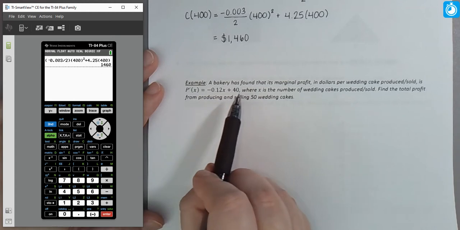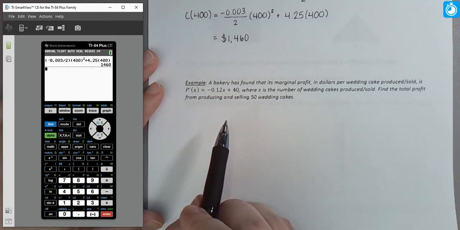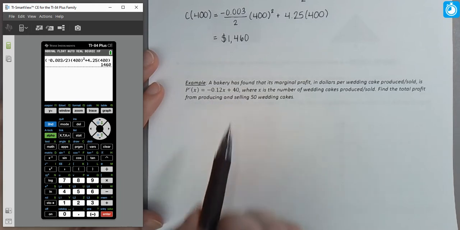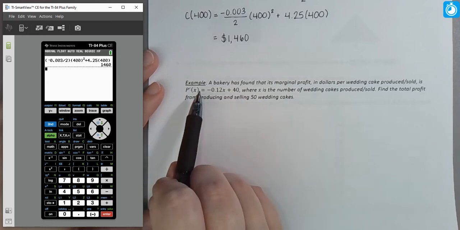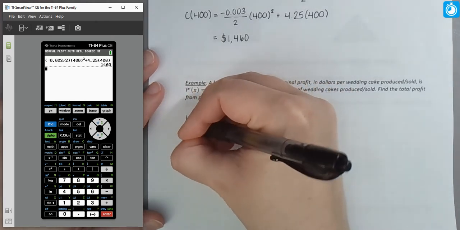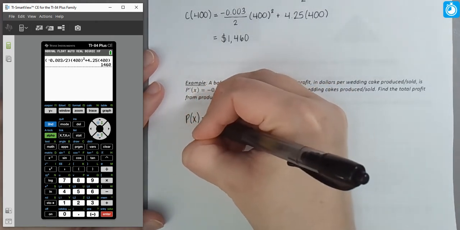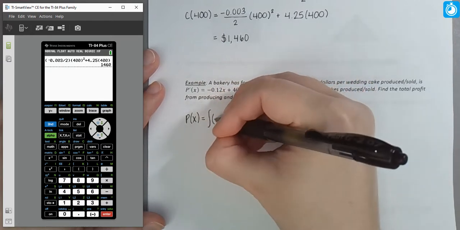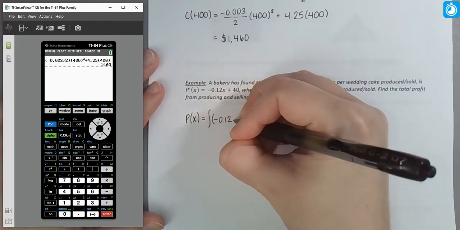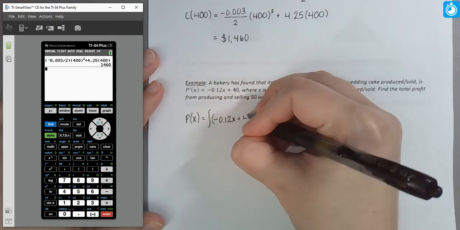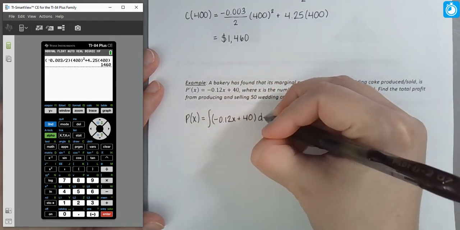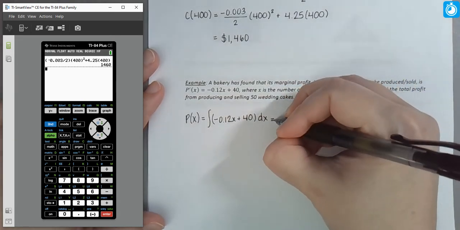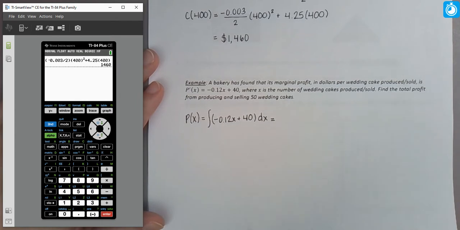So if we integrate our marginal profit function, we reverse the process used to find the derivative, then we go from a marginal function to a total function. So our profit function is going to be defined as the antiderivative, the indefinite integral of our marginal function with respect to our input variable x. And essentially we do the same thing as we just did.